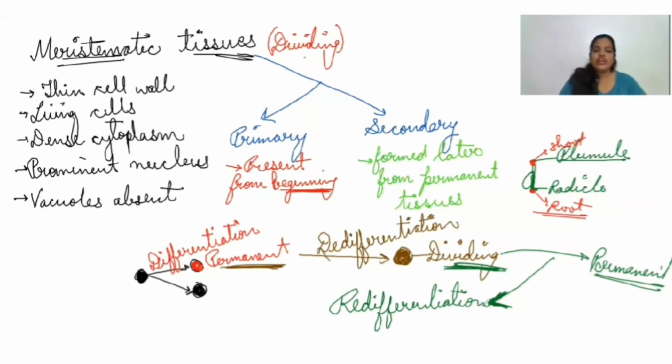So here we are done with the introduction of primary meristematic tissues and secondary meristematic tissues. We have to talk a bit in detail about these two types of tissues. A bit of detail, nothing much, nothing difficult. Okay, so let me tell you first about the primary meristematic tissues. Primary meristematic.